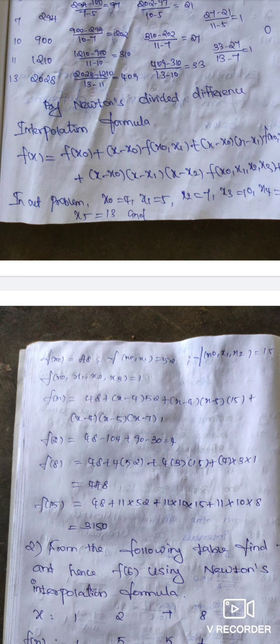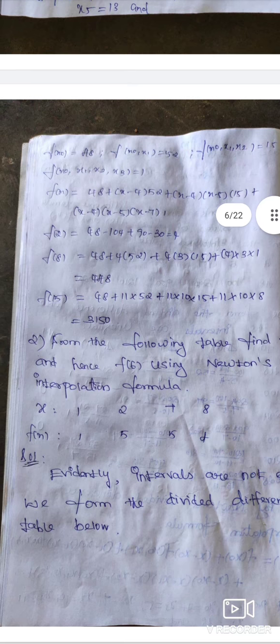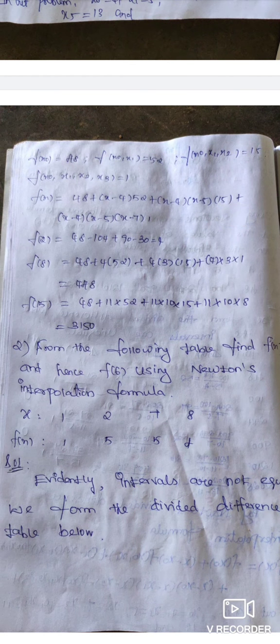Next we calculate f of 8. So substitute x is equal to 8. We get 48 plus 4 into 52 plus 4 into 3 into 15 plus 4 into 3 into 1. So we get 448. Next we calculate f of 15. So substitute x is equal to 15. We get 48 plus 11 into 52 plus 11 into 10 into 15 plus 11 into 10 into 8. So we get the value of f of 15 is 3150.